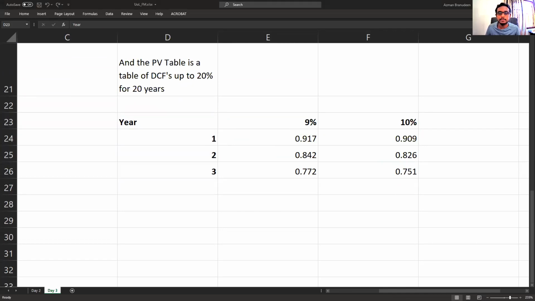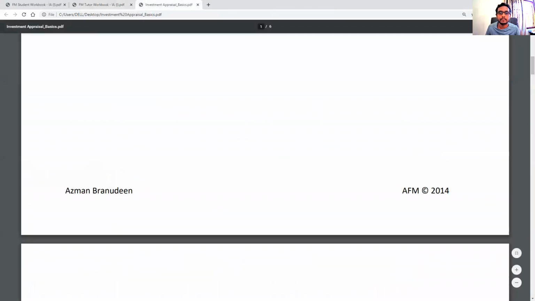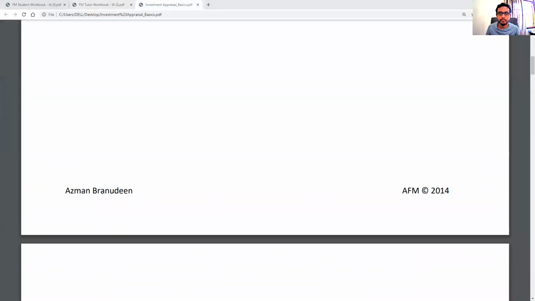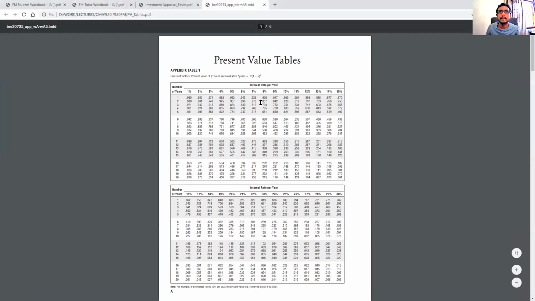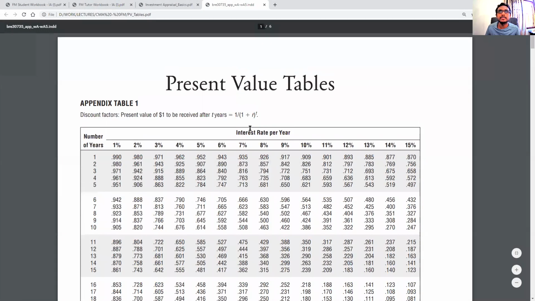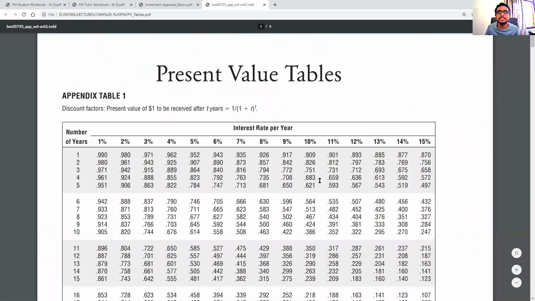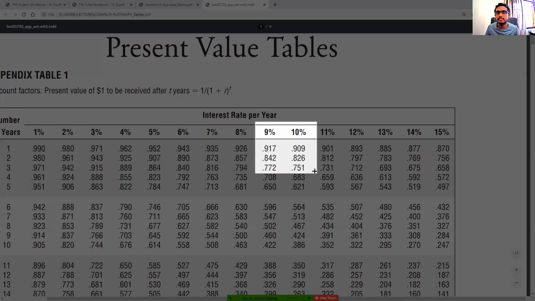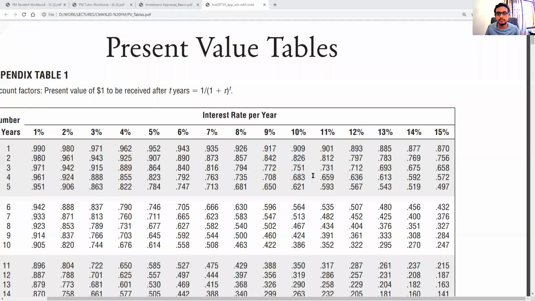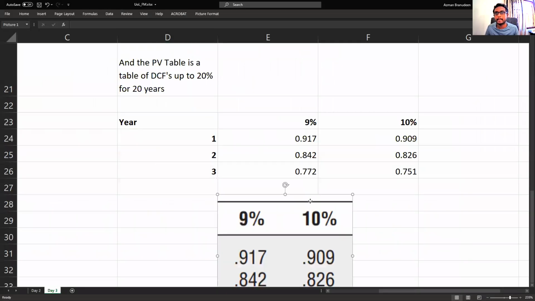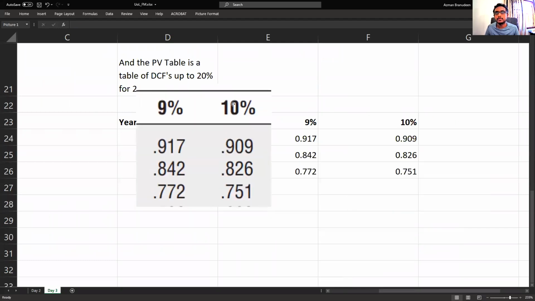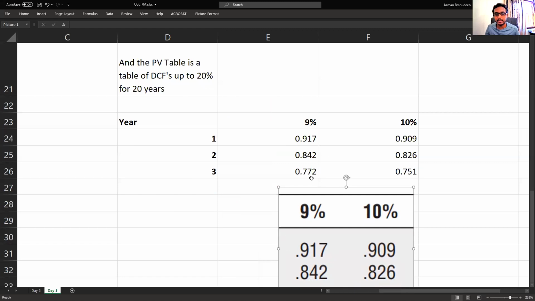Okay, so if I open the present value table, present value tables, 9% and 10%, years 1, 2, and 3. Let me take this. Let's see if it's the same. There we go. 0.917, 0.842, 0.772, 0.909, 0.826, 0.751. Yeah. So this is what the present value table means.